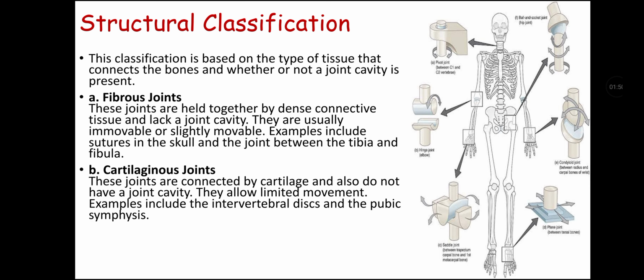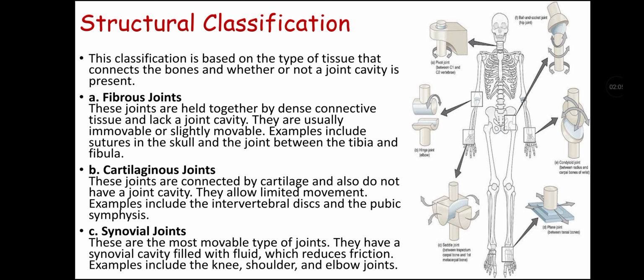Next type of structural classification is cartilaginous joint. These joints are connected by cartilage and also do not have a joint cavity. They allow limited movement. Examples include the intervertebral disc and the pubic symphysis.